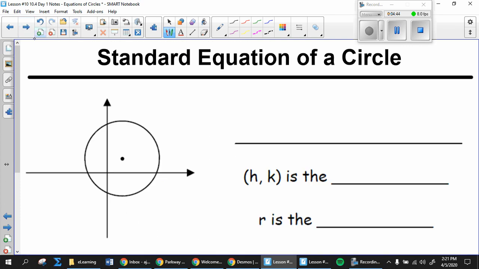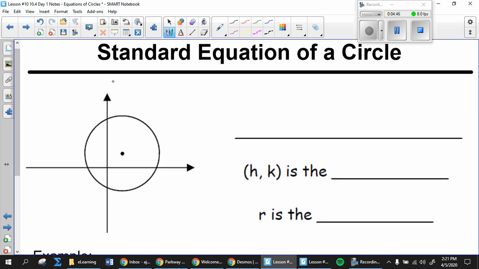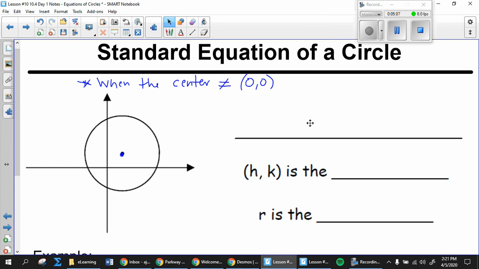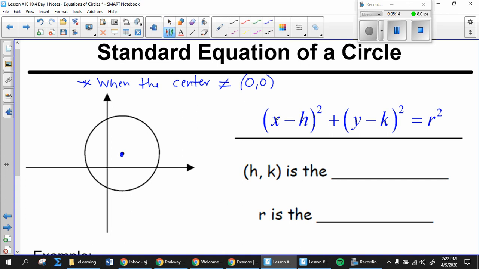The next thing that we're going to look at is when the center does not equal 0, 0. So if we look here, this is when the center is shifted in any direction: up, down, left, right. It can go anywhere besides that center. In that case, kind of like on our warm-up a while ago, it looks a little bit different because now we have these numbers inside the parentheses with the x and with the y.